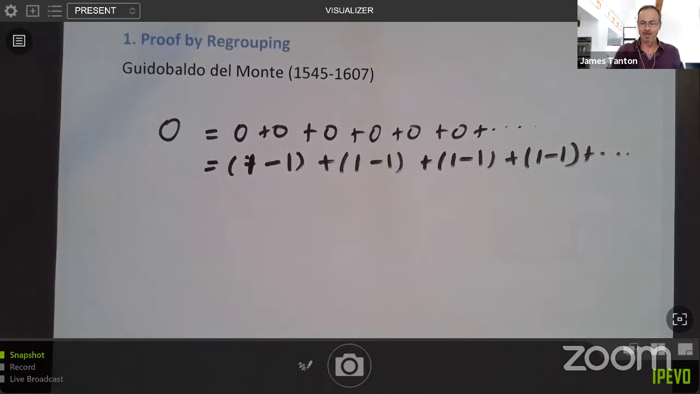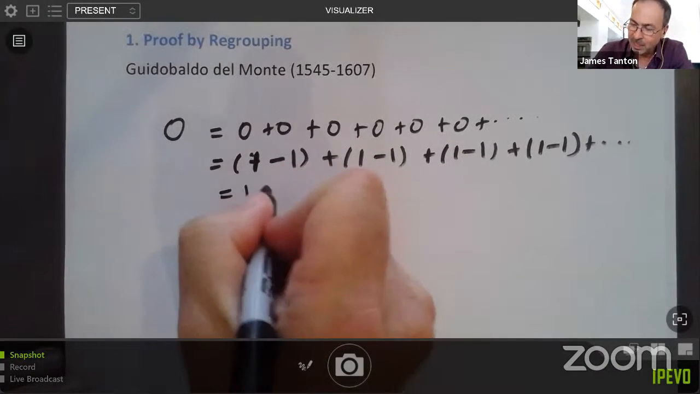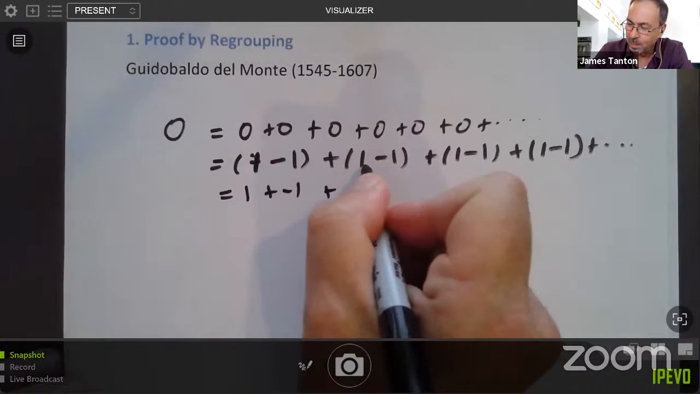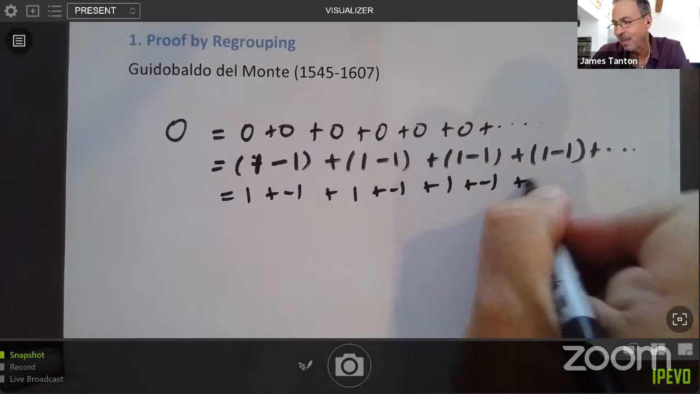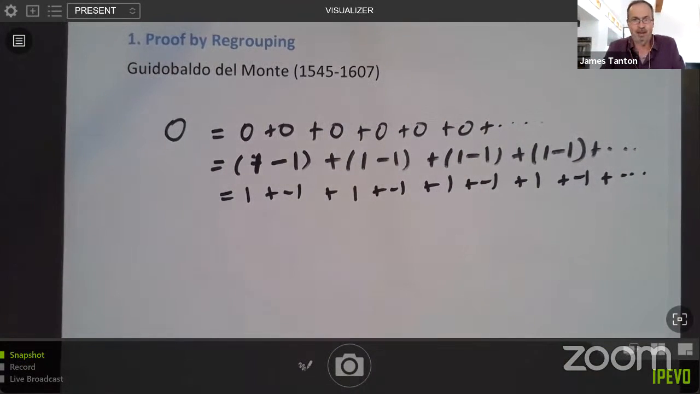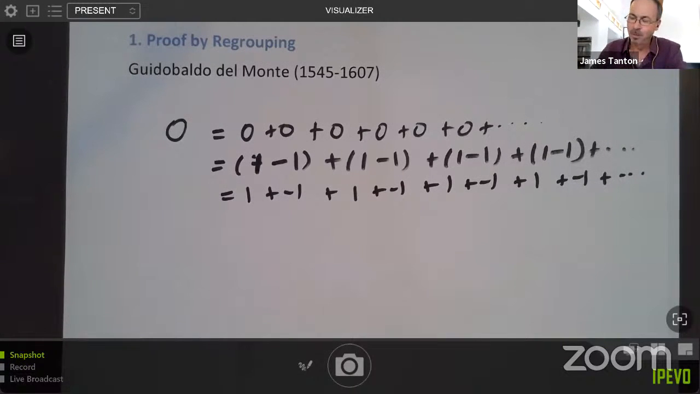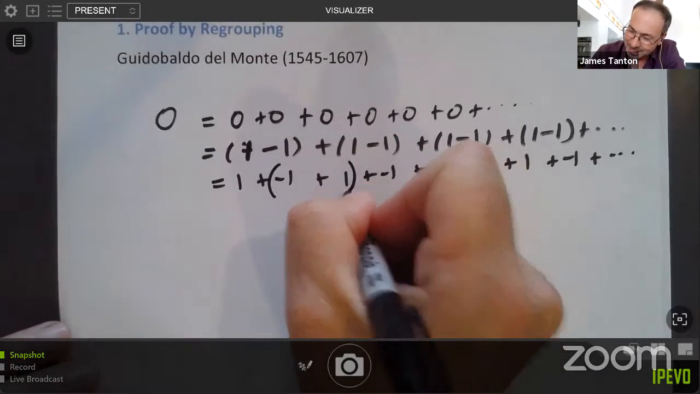Nothing funny there. He said, well, hang on. But what is 1 take away 1? It's really 1 plus negative 1, plus another 1 plus another negative 1, plus another 1 plus another negative 1, plus another 1 plus another negative 1, and so on and so on and so on. He said, okay, well, that's still correct. There's nothing wrong with that. He said, well, hang on. What if I put my parentheses like this instead now?